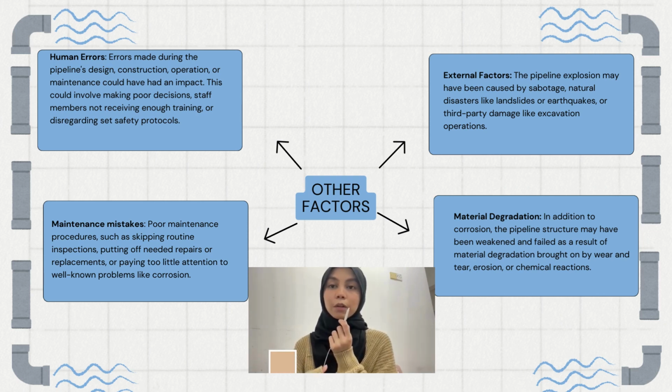Lastly, what could have caused the pipeline to burst other than corrosion could have been material degradation. In addition to corrosion, the pipeline structure may have been weakened and failed as a result of material degradation brought on by wear and tear, erosion, or chemical reaction. This affects the pipeline in the long term, so it takes time to happen. But once it happens, the pipeline could burst, as what happened in the tragedy.